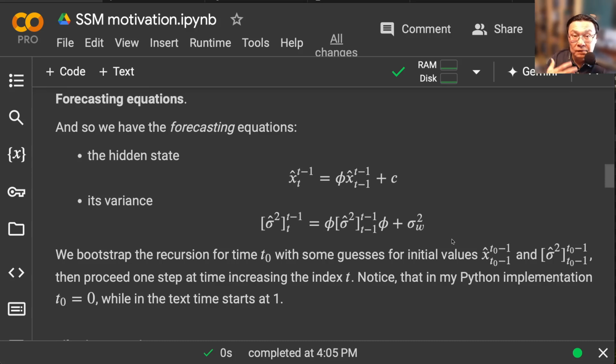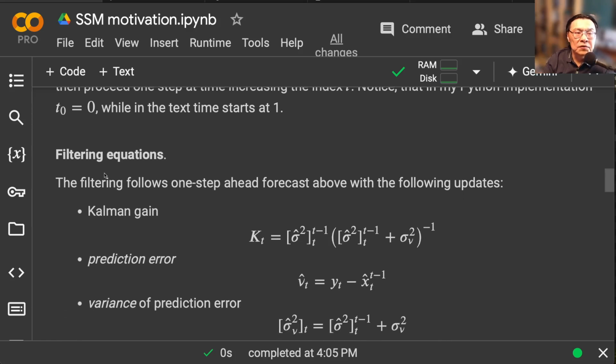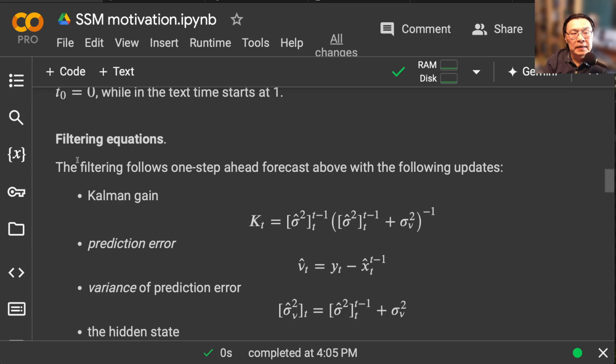So basically you're not forecasting, but guessing what your inflation is at the very beginning of your data set, and what the variance of the inflation is. So you put in the guess and then you run the filter forward. So that is your forecasting equations. Now, there is the second set of equations in the same Kalman filter, and it's called the filtering equations.